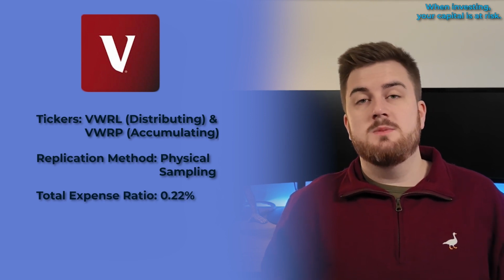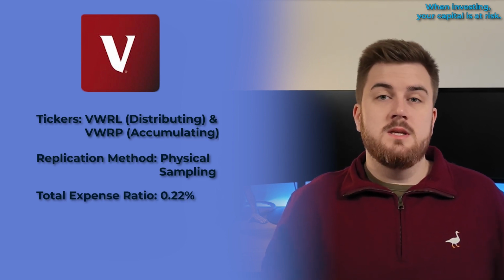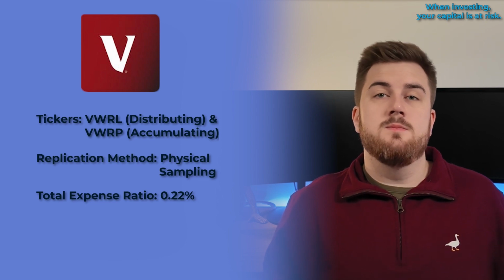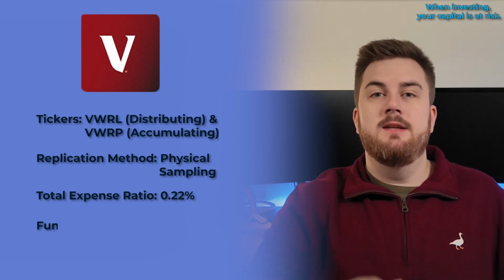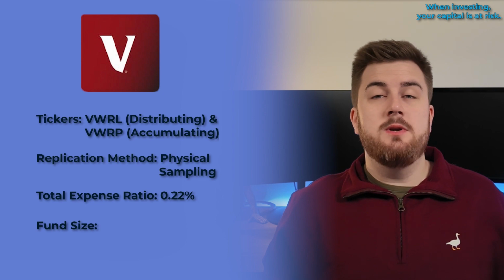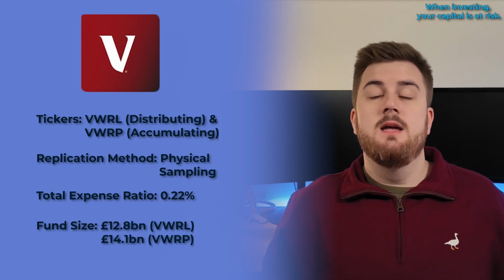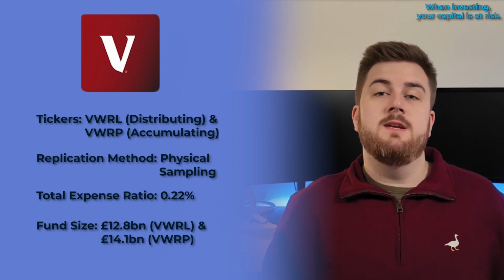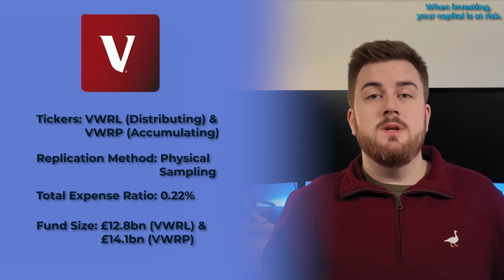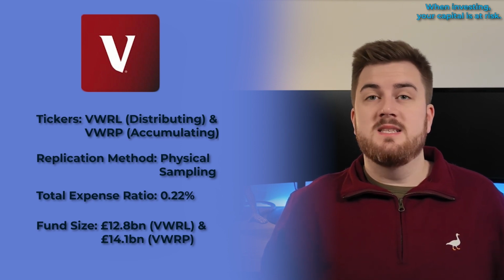So you can see it is more expensive than a developed markets fund, probably due to the inclusion of emerging markets and the fact that those markets are a bit more expensive to track usually. In terms of fund size, it's massive, £12.8 billion for VWRL and £14.1 billion for VWRP. This makes it one of the largest truly global ETFs available and means liquidity and spreads are never going to be a problem here.